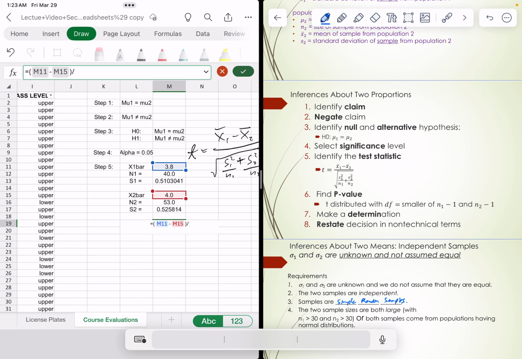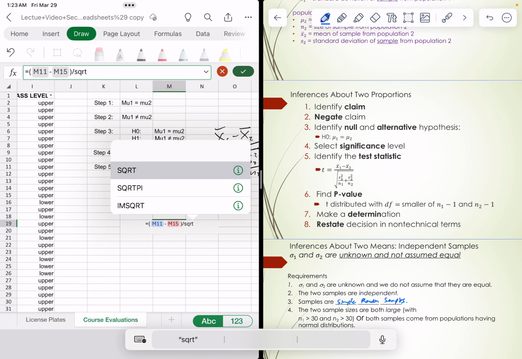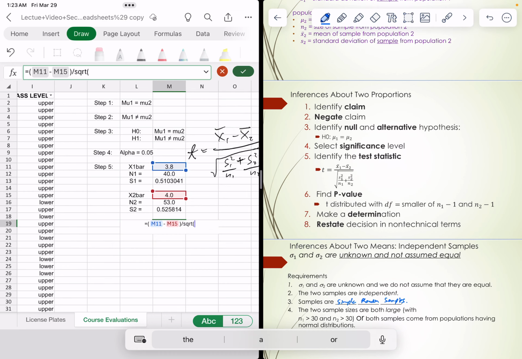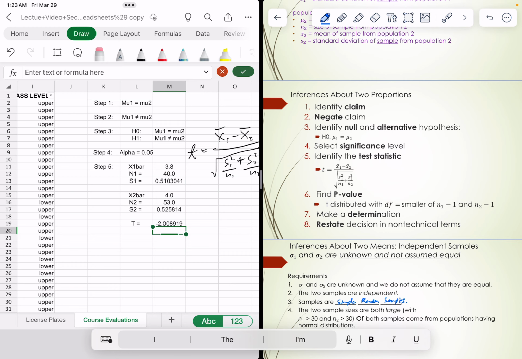Divided by square root of S1 squared divided by N1 plus S2 squared divided by N2, close parenthesis on the square root. Okay, -2. All right, that's all right.